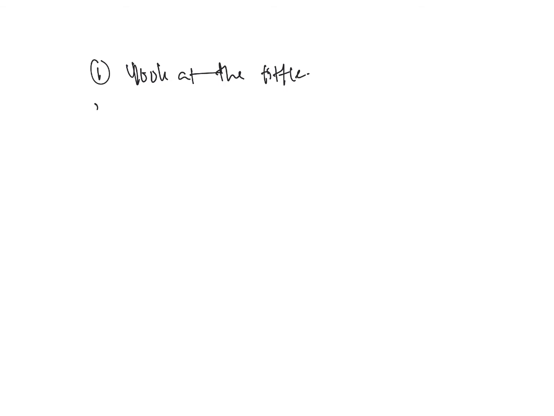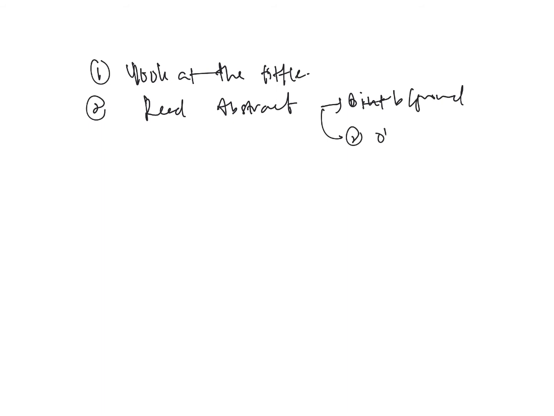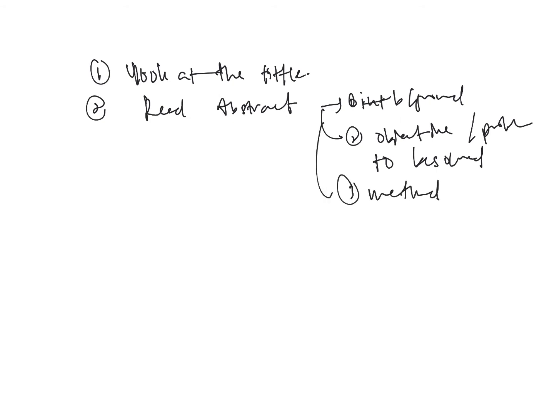Okay. Then, read the abstract. Kalau baca abstract, dalam abstract dia akan sebut pasal background of the research. Yang kedua, dia akan sebut objektif ataupun problem to be solved. Apa problem yang dia nak solve. Yang ketiga, dia akan cakap method. Dan yang keempat, dia akan cakap result.